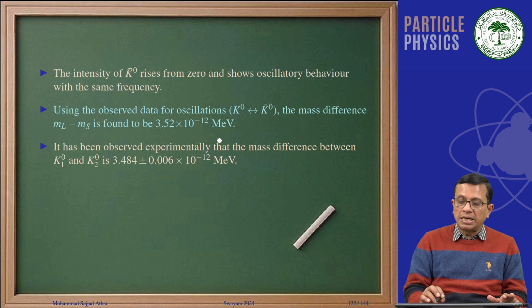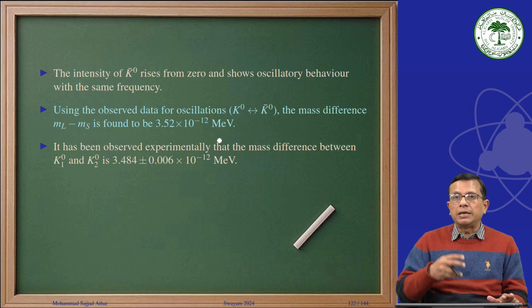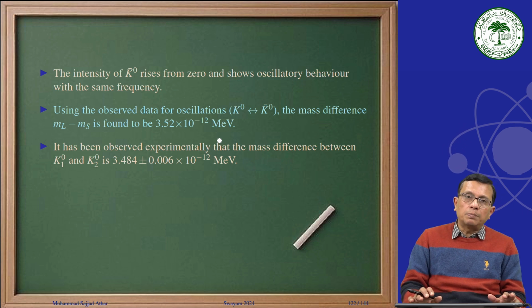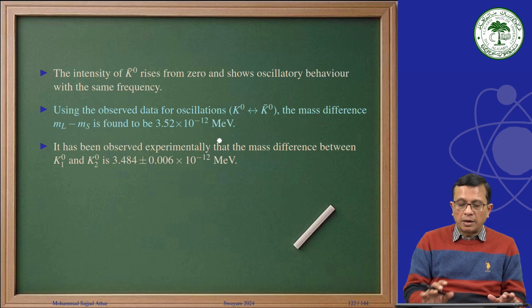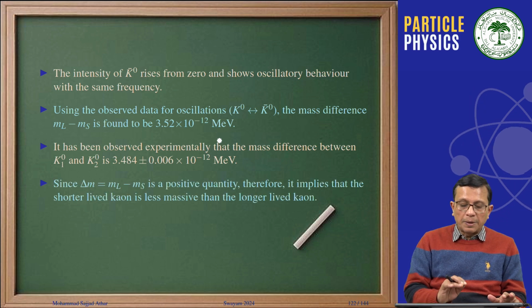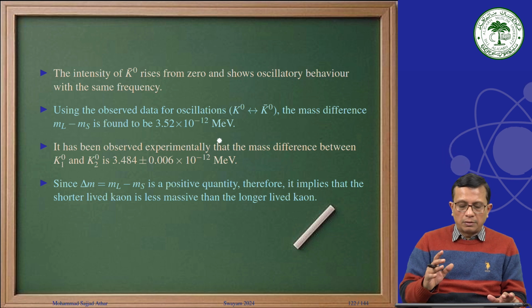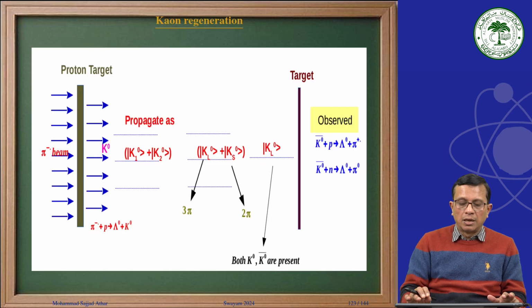It has been observed experimentally with recent experiments that the mass difference is, as I have told you, this much. You can see that we are achieving better precision in this mass difference, and the error bars are also small. Since delta M is a positive quantity, it implies that the short-lived kaon is less massive than the long-lived kaon. That is another important catch: m_L minus m_S is a positive definite quantity. Therefore, m_L is greater than m_S, and in turn the mass of the short-lived kaon is smaller than the mass of the long-lived kaon.